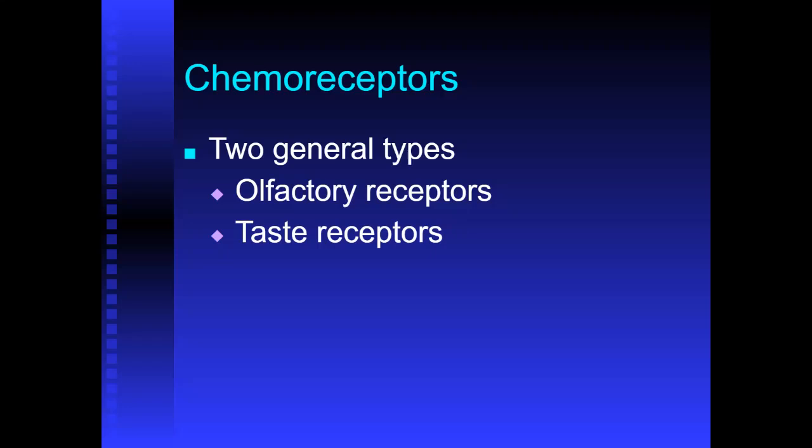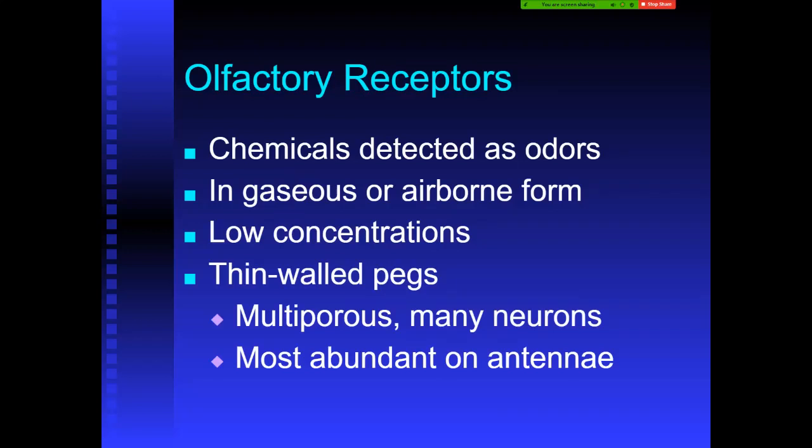Olfactory is obviously going to be found in gas, but the same idea: a chemical is going to attach to the receptor in such a way that it triggers that specialized cell to release neurotransmitters or not. Either one of those things can be communication to the neuron, depending on whether it depolarizes the receptor or not. So again, olfactory receptors detect chemicals as odors. They're gaseous, airborne, and usually in low concentrations.